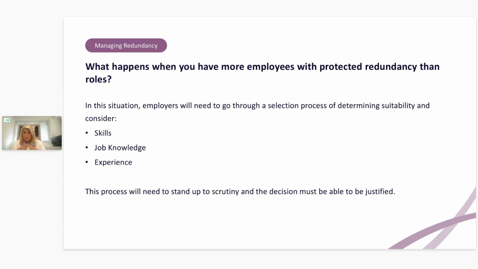So what happens when you have more than one person who is eligible for protected redundancy and only one alternative role? How do you choose who gets the role? Unfortunately, eeny, meeny, miny, mo doesn't cut it. So in this situation, you would apply the selection criteria that you would normally use to identify who should get the role if there wasn't a situation of protected redundancy. So you would use the same kind of selection process.